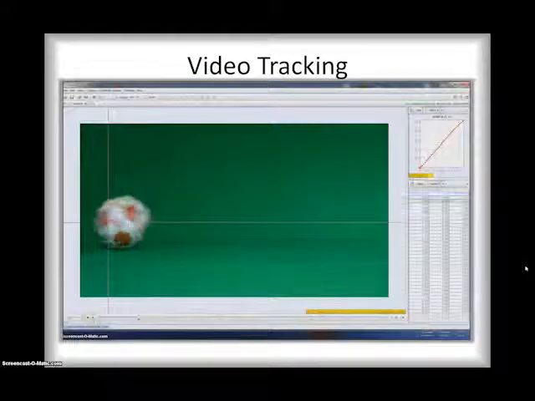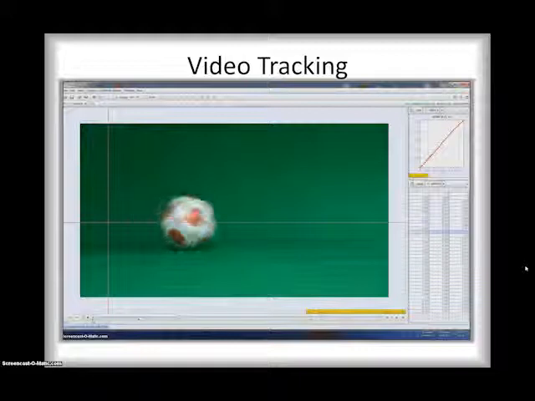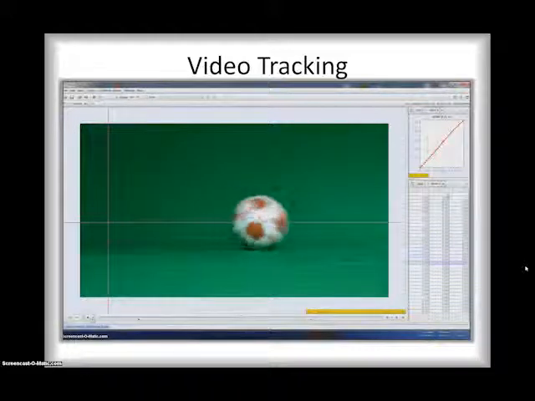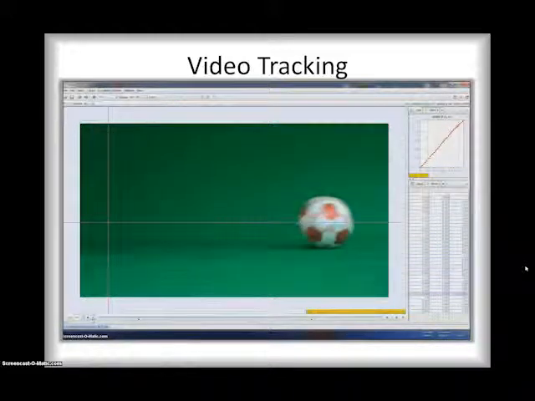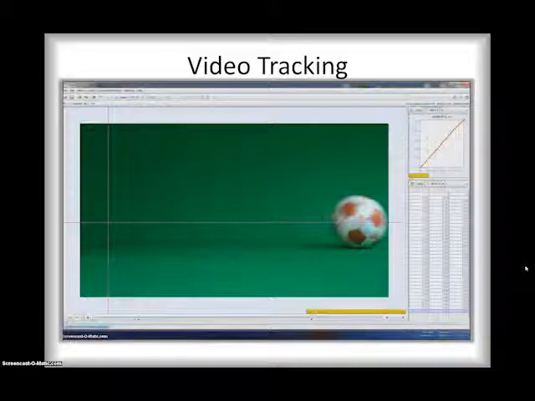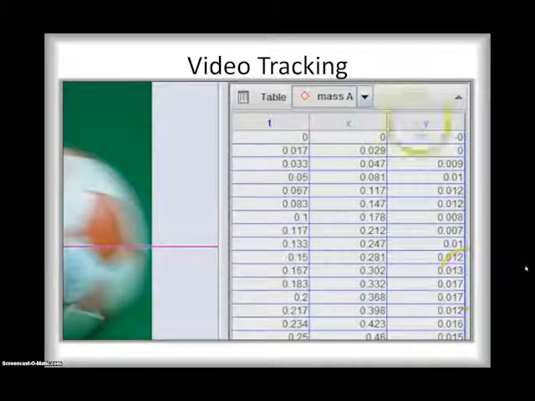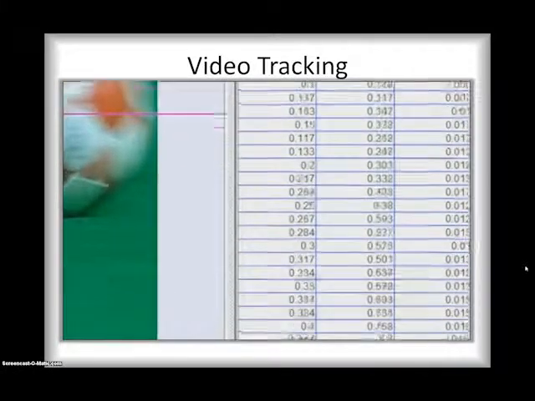And then we tracked the ball across the screen right here, and if you look in the upper right hand of the screen, you can see the graph that was created from the tracking points. It looks pretty linear, which is a good sign. Now here's the data right here.